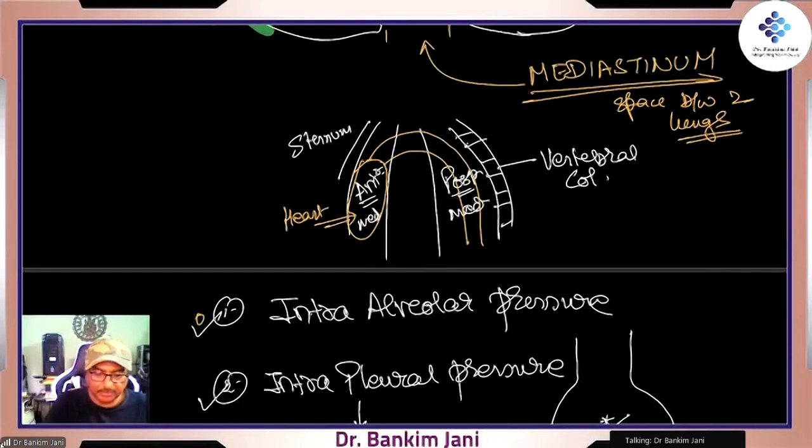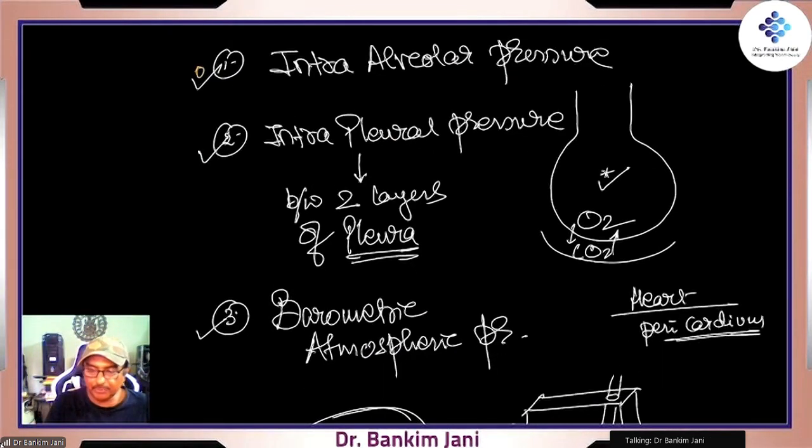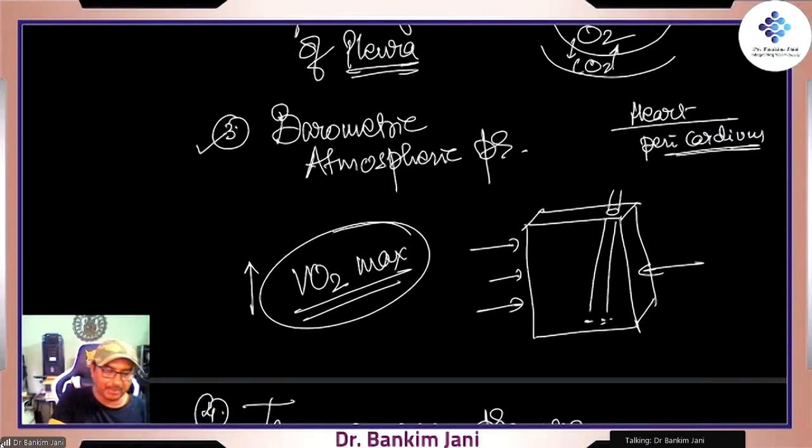Right? This is what we talked about, the aorta going all the way from anterior to posterior. There is intra-alveolar pressure, the pressure which is inside the alveoli. Alveoli is the functional unit of the lung, correct? So that is where the exchange occurs. Intrapleural pressure is between the two layers of pleura, so that is the pressure we are interested in. And then there is the barometric, atmospheric pressure. This is the pressure which is outside, right? So that's how things are arranged.